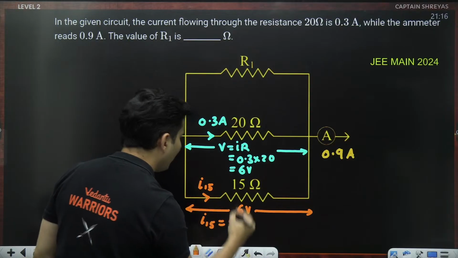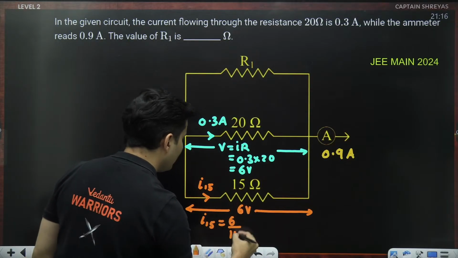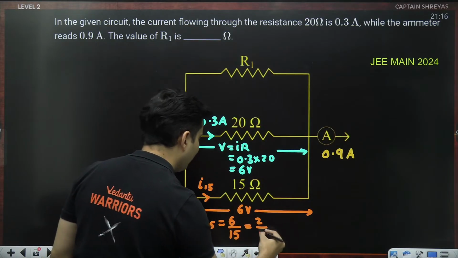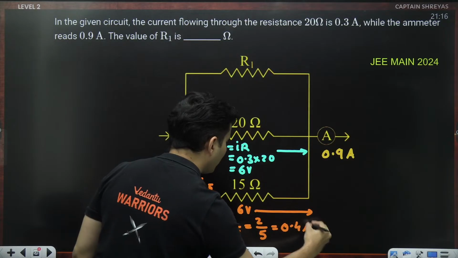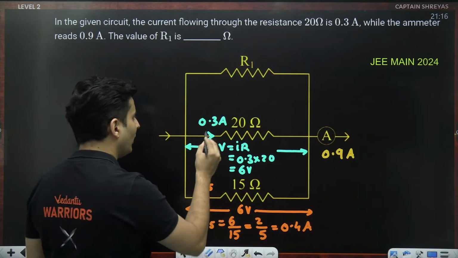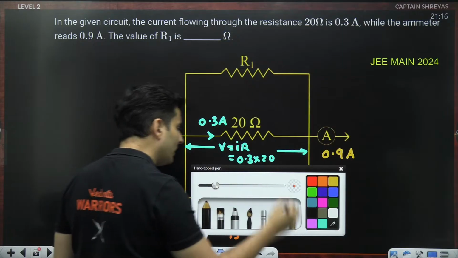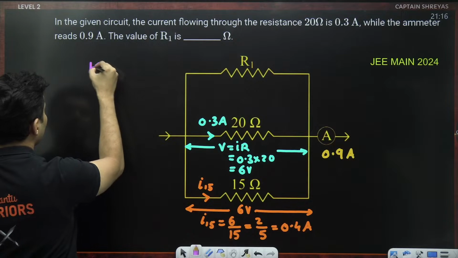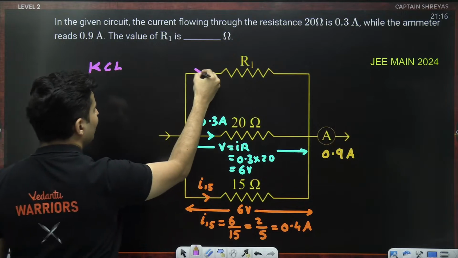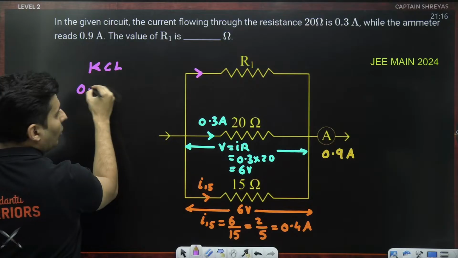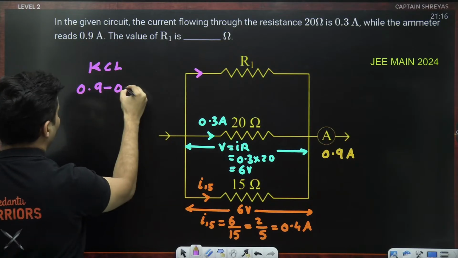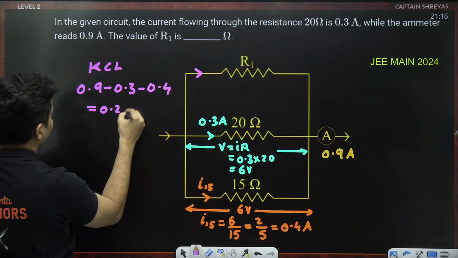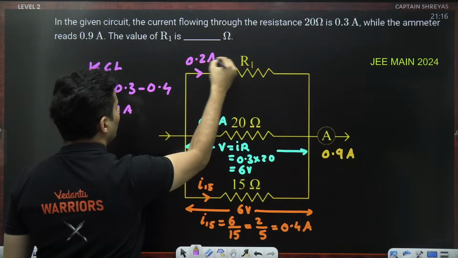Current is voltage by resistance. Resistance is basically 15. 6 goes with 3, 2 times. 15 goes with 3, 5 times. So it is basically 0.4 amperes. Wow. This is 0.3, this is 0.4. Using Kirchhoff's current law, how much will be this current? Think about it. The total current is 0.9. From that subtract 0.3, also subtract 0.4. So what is left is 0.2 amperes. So this is 0.2 amperes.